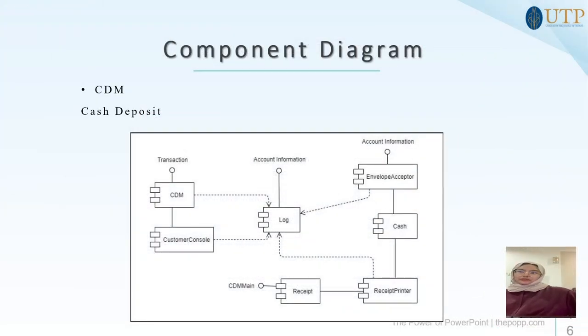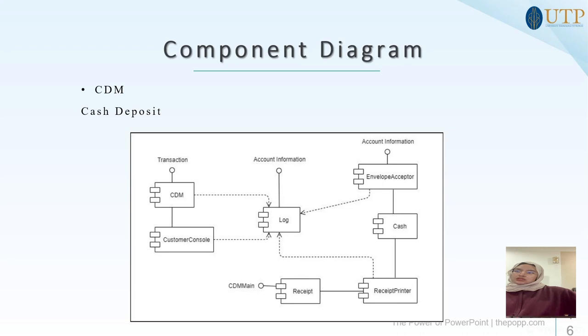For the component diagram of cash deposit in the CDM, the transaction is made directly through the CDM. The CDM is connected to the customer console, which is a medium of interaction with the user. The envelope acceptor will accept the cash that is deposited by the user, and once it has calculated the cash deposited, it will print the receipt to the receipt printer for the customers. And all of this transaction will be connected to the log component to store all of the account information.